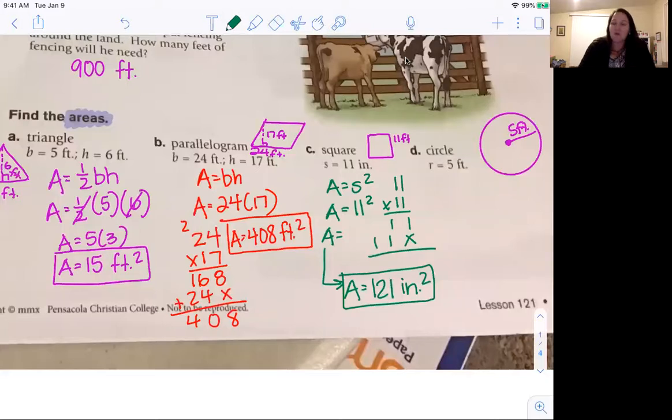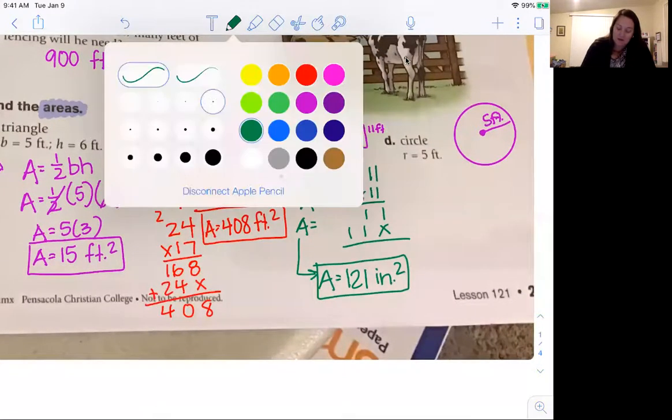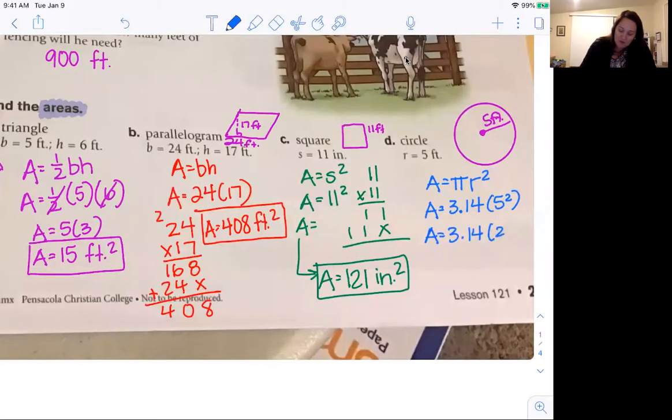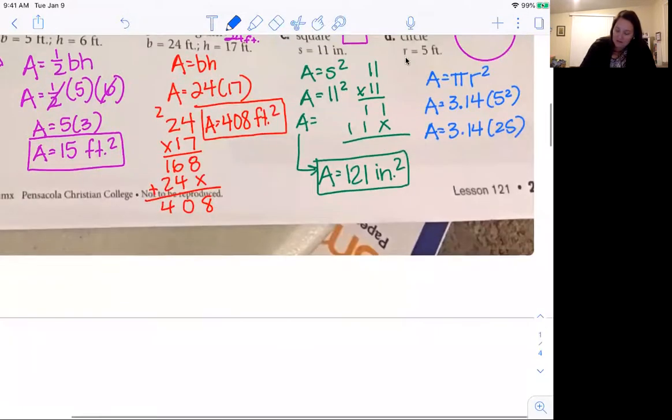And then the last one, what is the formula for the area of a circle? Area equals pi r squared. Pi times radius squared. Area equals pi, which is 3.14, times 5 squared. What's 5 squared? Not 5 times 2, 25. Good, it's 5 times 5. 3.14 times 25. I want to work this out. 3.14 times 25.